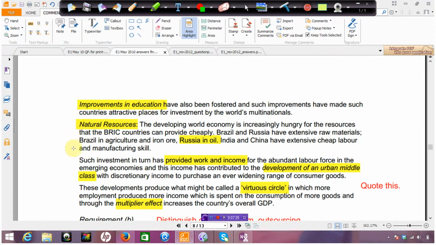Next point is in relation to resources. I'll give you a quick example there: Russia with oil, Brazil in agriculture and indeed iron ore. So it's just the availability of natural resources, which can be provided perhaps more cheaply than in other countries, and that is an incentive.